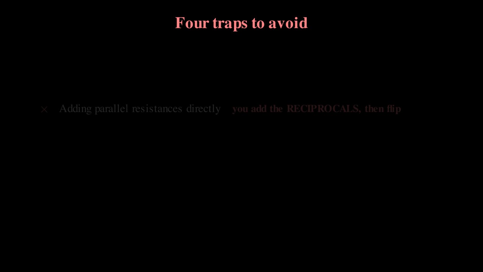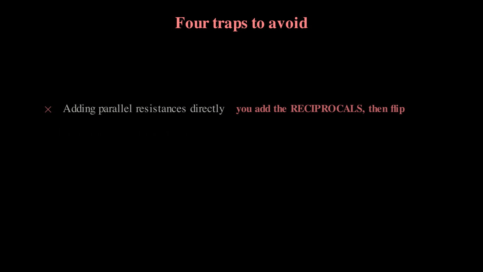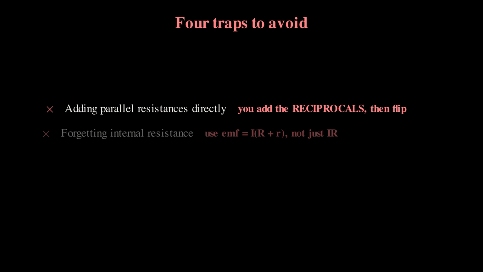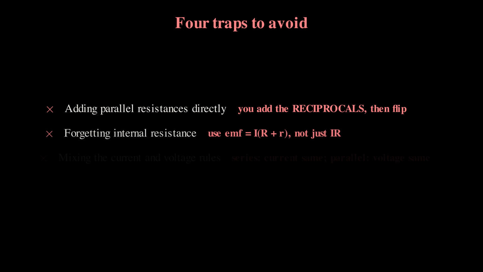Finally, the 4 traps that quietly cost marks. 1. Adding parallel resistances straight up. 3 ohms and 6 ohms in parallel is not 9 ohms. You add the reciprocals and flip, giving 2 ohms. 2. Forgetting internal resistance. If a cell has an r, use EMF equals I times (R plus r), not plain IR, or your current comes out too big.